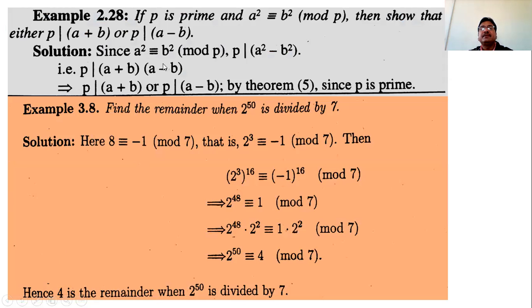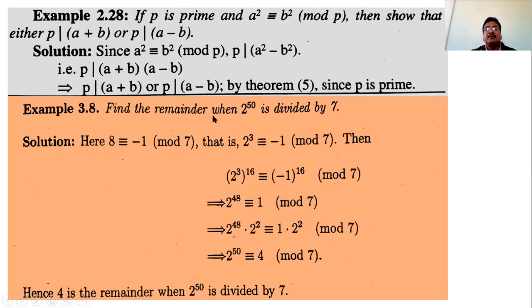Next problem: if p is prime and a square is congruent to b square modulo p, then show that p divides a plus b or p divides a minus b. So a square is congruent to b square modulo p implies p divides a square minus b square. The factorization of a square minus b square is a plus b times a minus b. Since p is prime, by Euclid's lemma, p divides one of them. Then p divides either a plus b or a minus b. Because p is prime, suppose p divides x times y, then either p divides x or p divides y by Euclid's lemma.